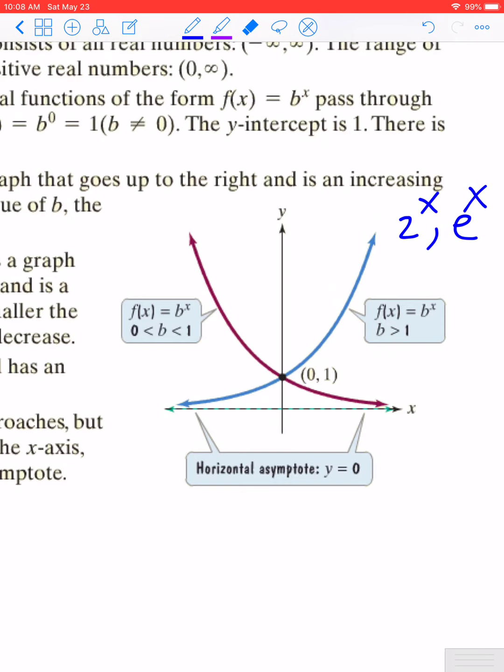And they also have the y-intercept (0, 1). The reason for that is if you take any base and raise it to the 0 power, we get the value 1.